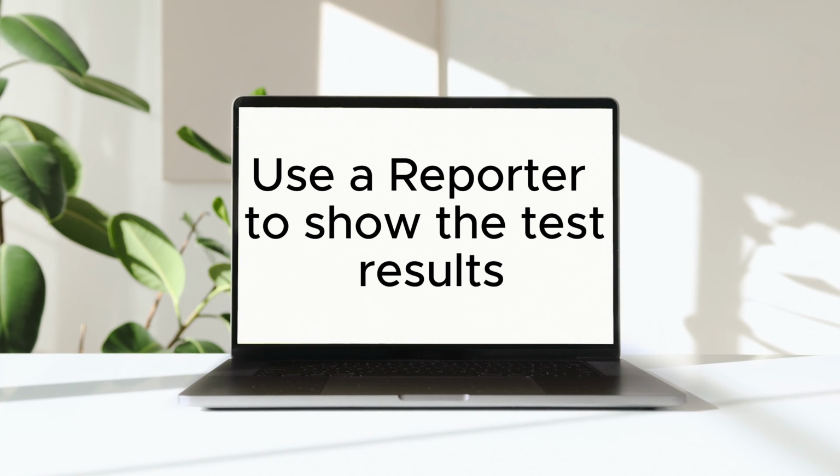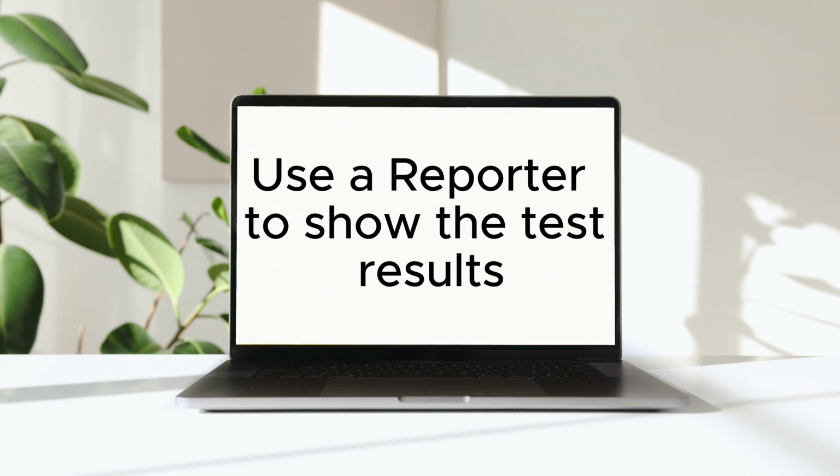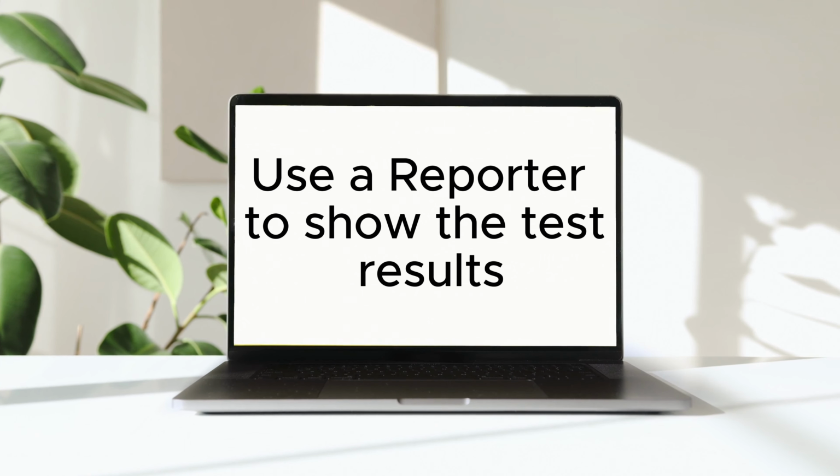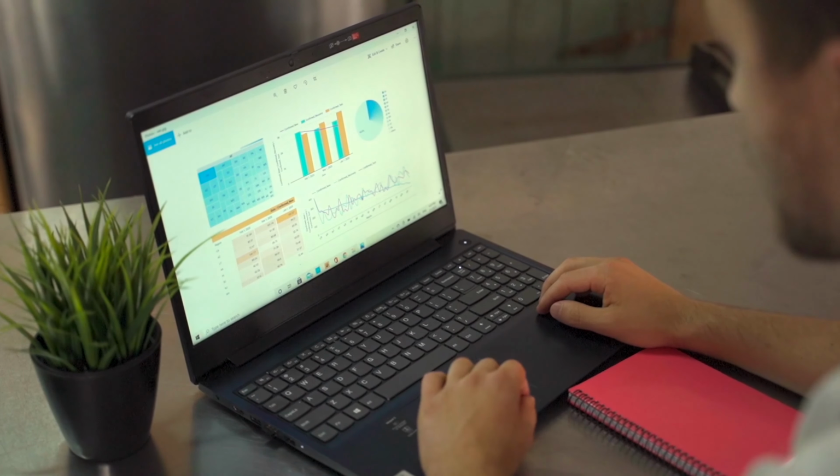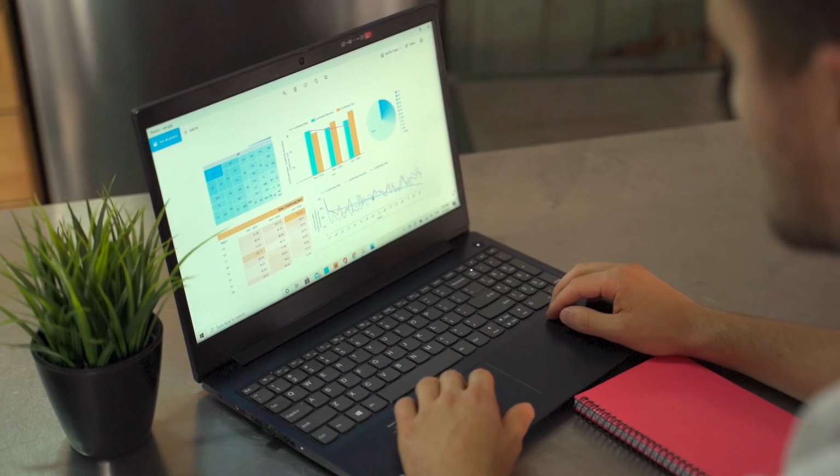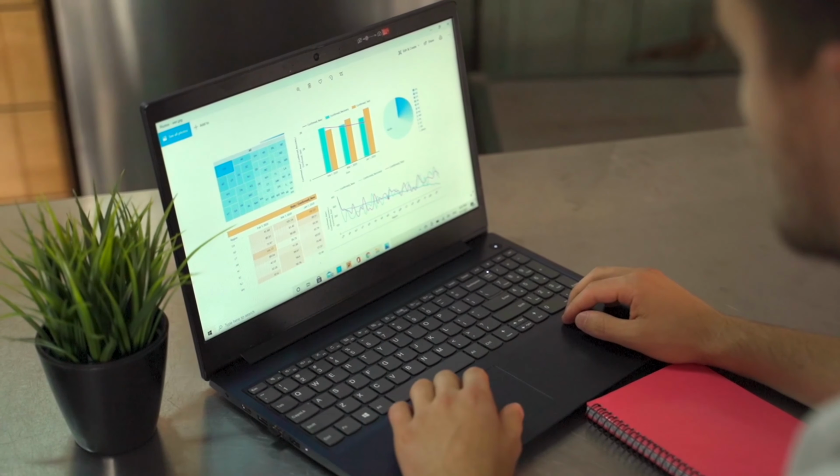Use a reporter to show the test results. Reporting is a crucial aspect of automation testing. Make sure that you choose a reporter that will best suit your framework and your needs. It is important that you find some easily accessible and understandable reports that will show the test results after every execution.